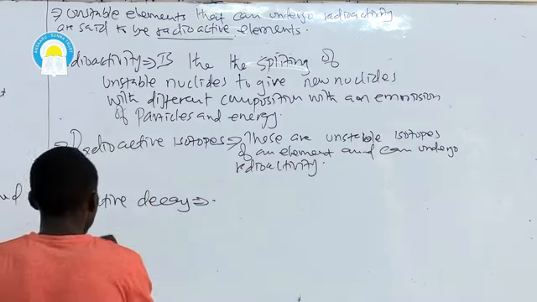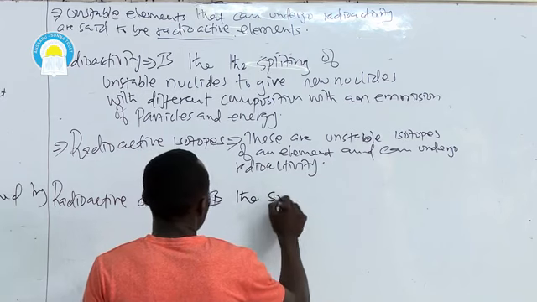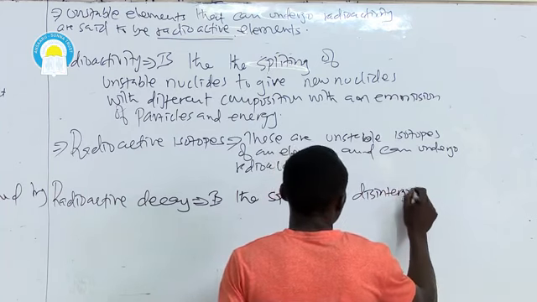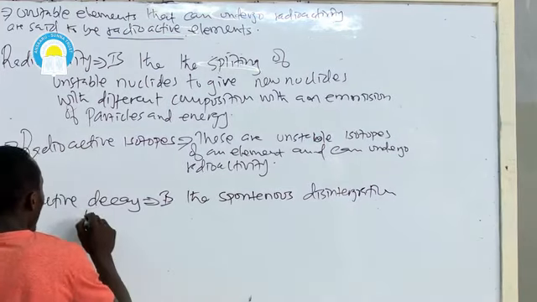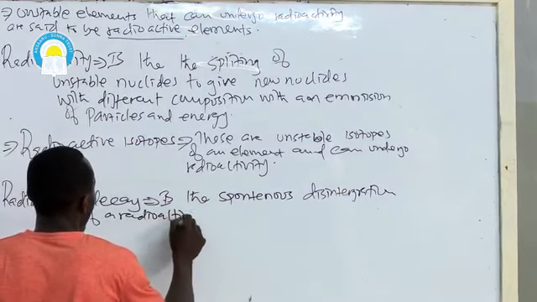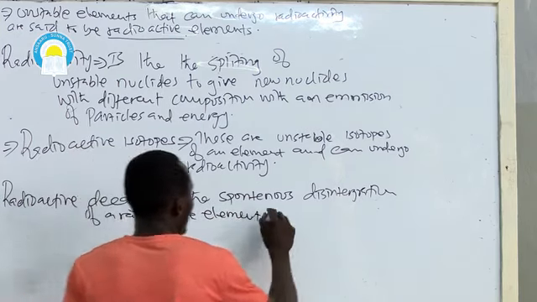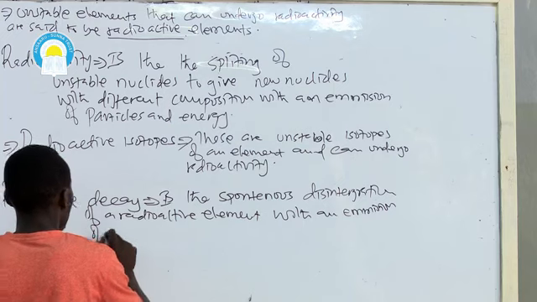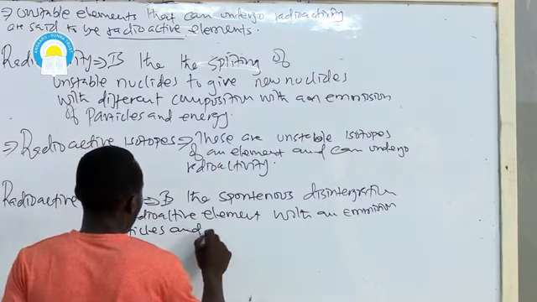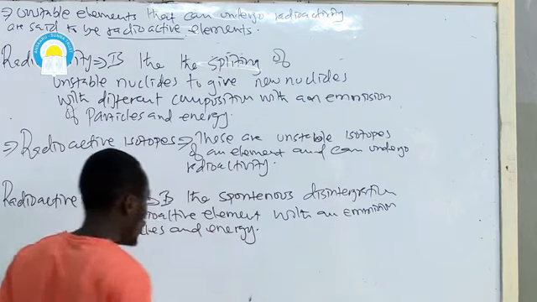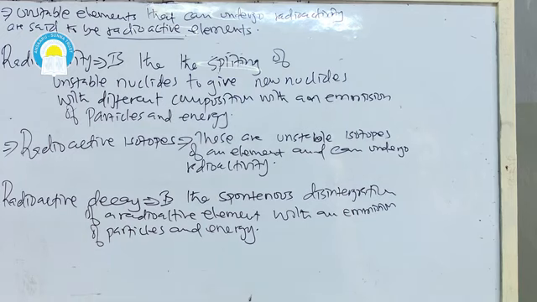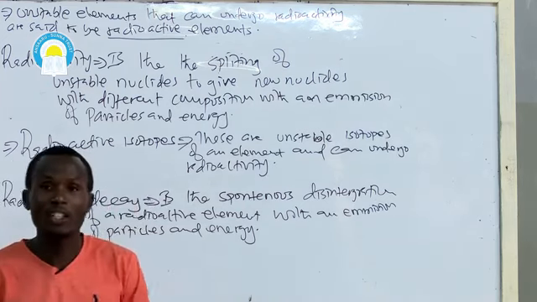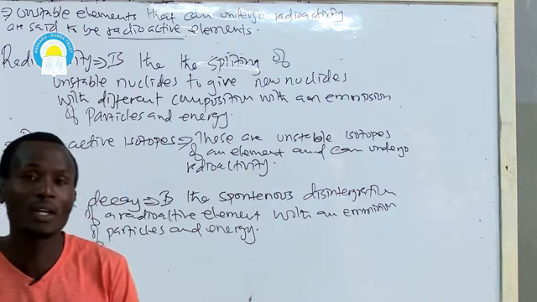So we say that radioactive decay is the spontaneous disintegration of a radioactive element with an emission of particles and energy. So that is what we talk about as radioactive decay.